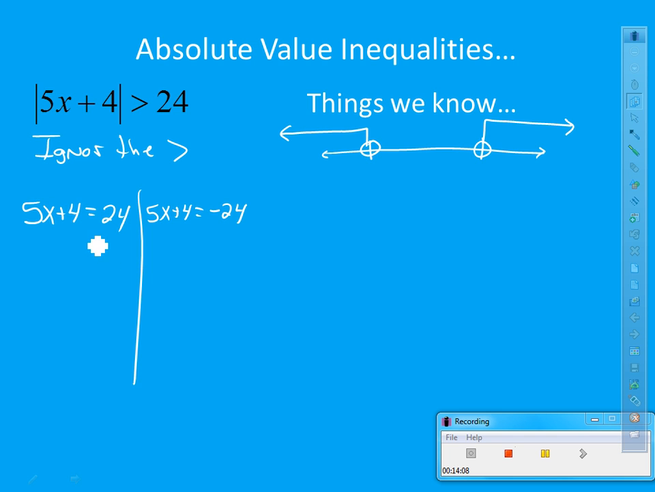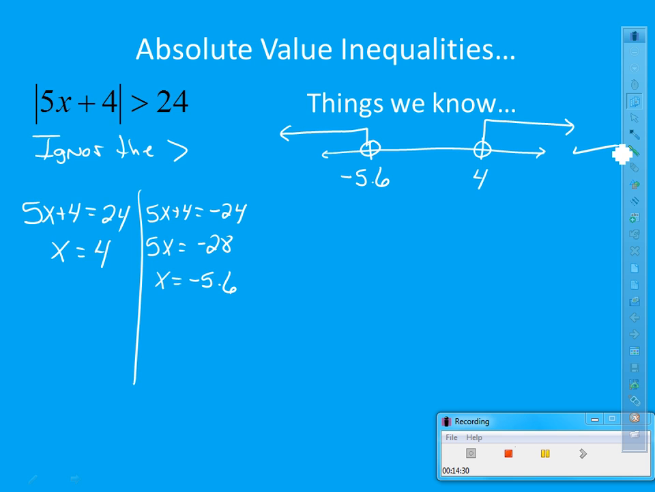Minus 4, divide by 5. It looks like one answer is going to be 4. On this one, let me subtract 4 and get negative 28. Divide both sides by 5 and get negative 5.6. So I'm going to put a 4 here. I'm going to put negative 5.6 there. Boom, there's the graph of it.